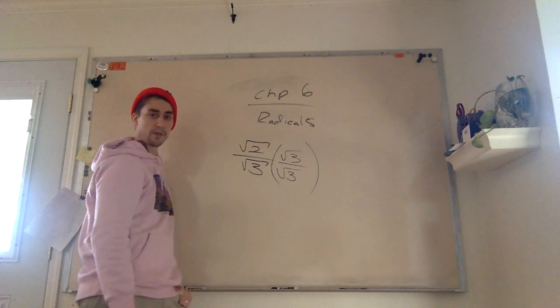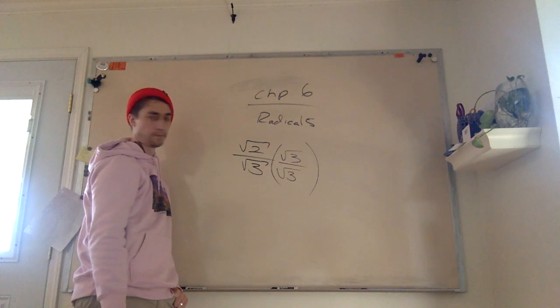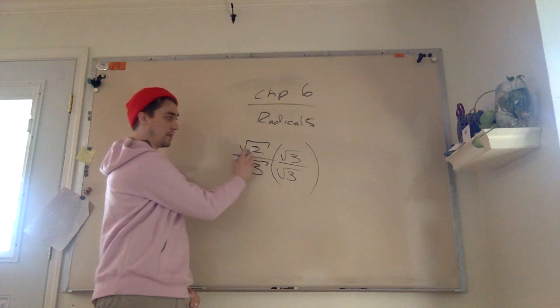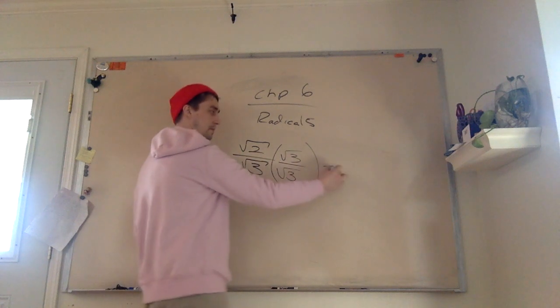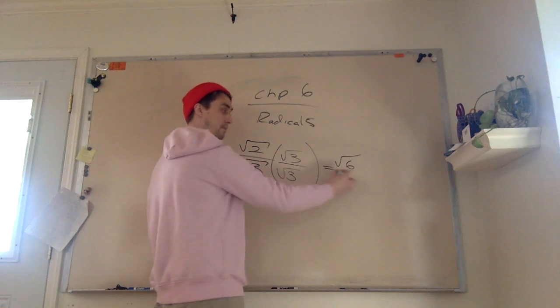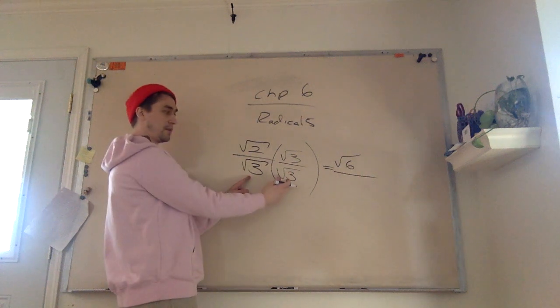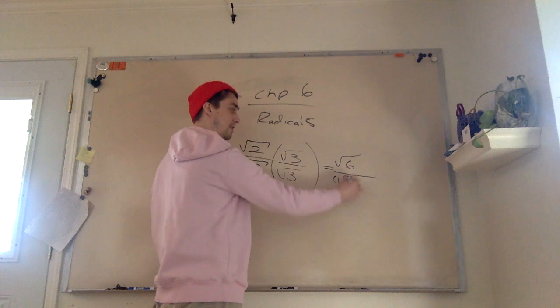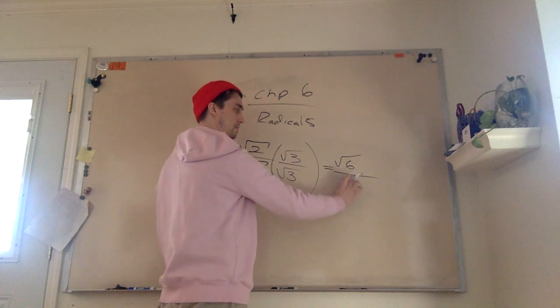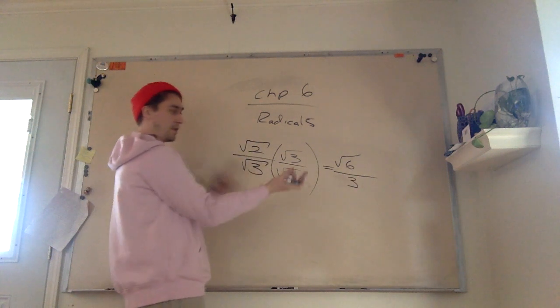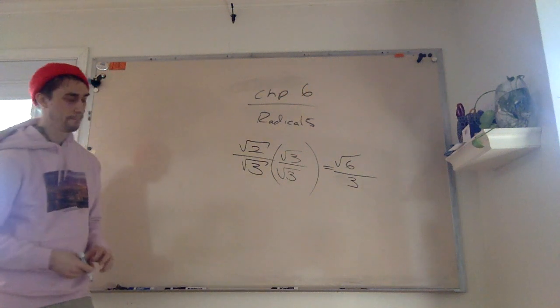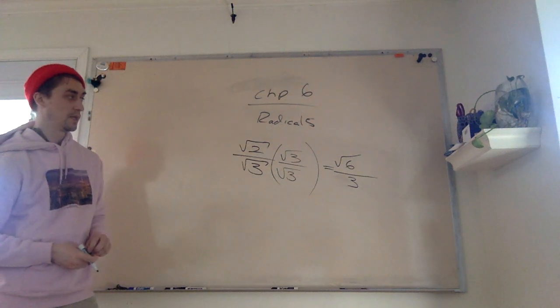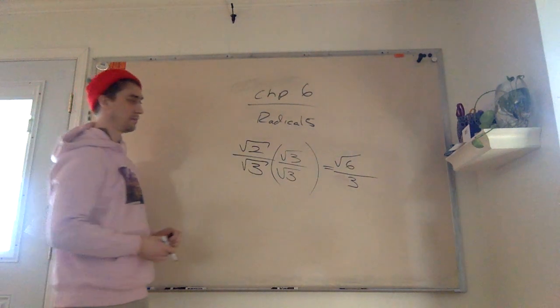Square root of 3 divided by the square root of 3 is the number 1. When you multiply these together, you get the square root of 2 times the square root of 3, which is the square root of 6. And the square root of 3 times the square root of 3 is square root of 3 squared, which is just 3. Or the square root of 9, which is 3. So, you get the square root of 6 divided by 3.